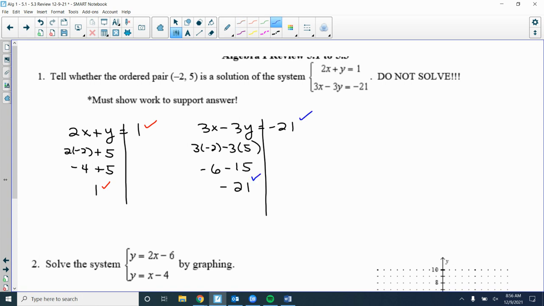Now, lastly, we got to answer the question: is this a solution to the system? Works for both of them? Yep. So negative 2, 5 is a solution. Okay, don't solve it. Don't do substitution. Don't do elimination. Don't try to graph it. Nothing. You just test it. Tell me whether it works or not.